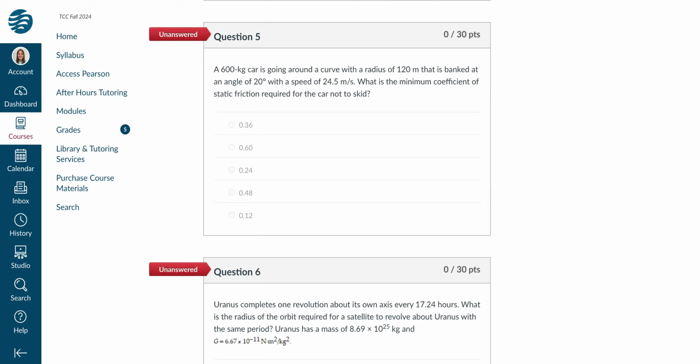and the velocity will be 24.5 meters per second. Since it's in meters per second, we know we don't have to convert anything. Also, the mass is in kilograms, so we don't have to convert anything. But what we're going to have to do is draw a figure to figure out what we're talking about here. So I'm going to say this is our bank. This is 20 degrees. Ignore this for a second, but that block is basically going to be the car.